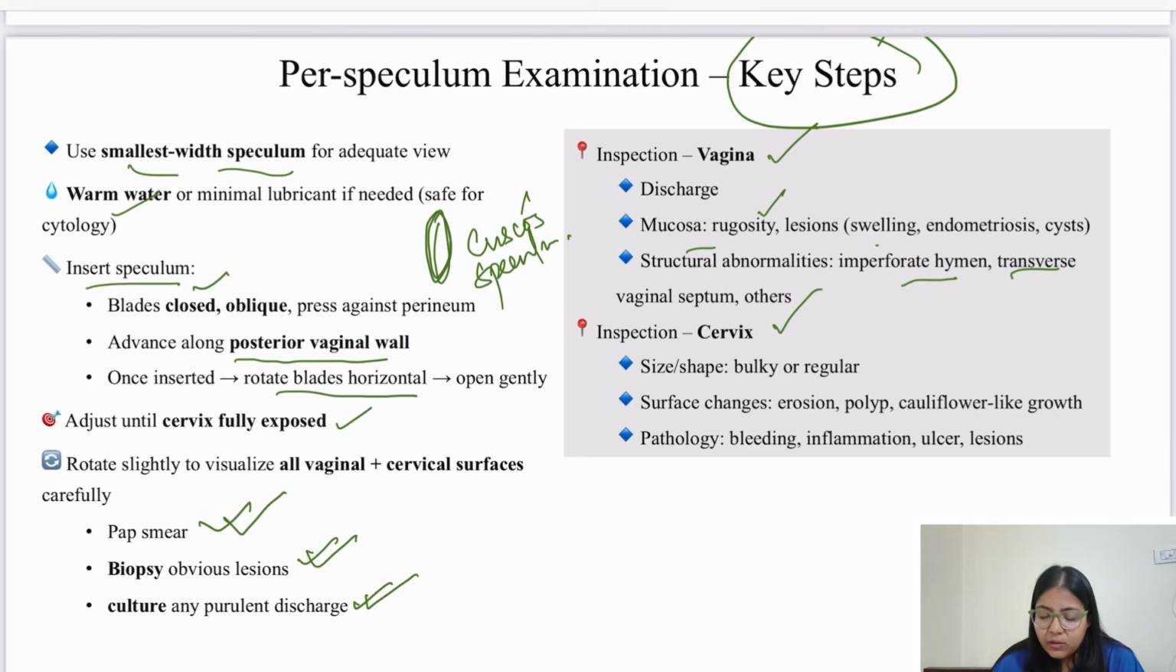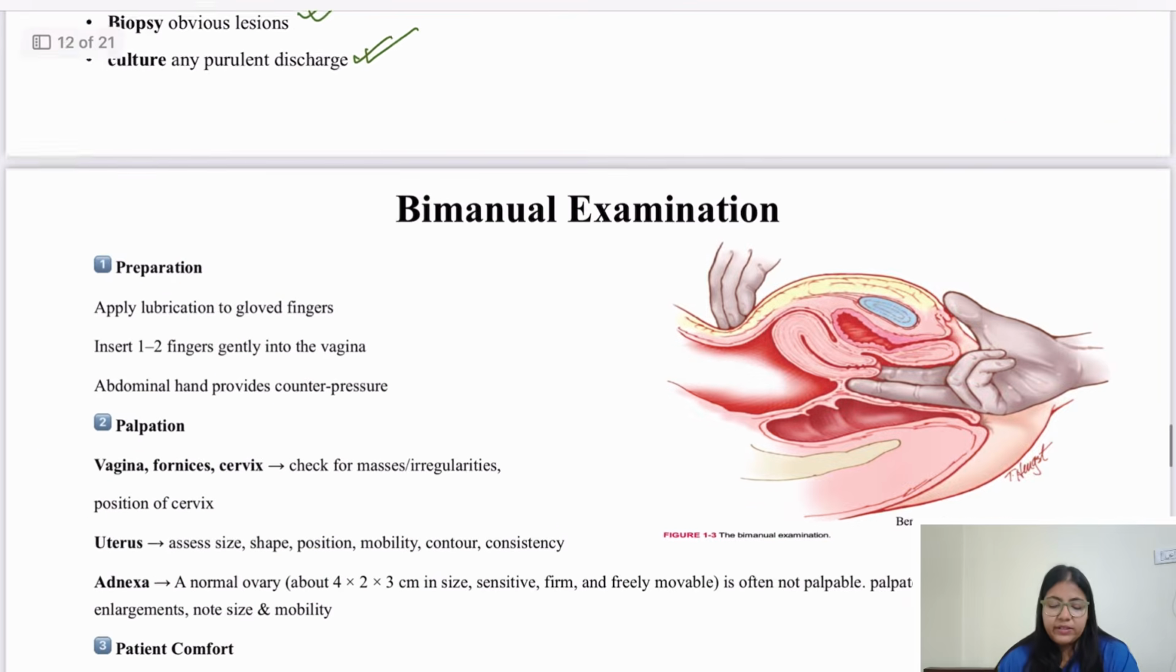Then in the cervix, you look for the size and the shape of the cervix. Normally the nulliparous cervix is small and the os is pinpoint, while in multiparous the cervix may be bulky and there is slit like os. So you look for the shape and size of the cervix, you look for the cervical surface, if there is any erosion, any erythema, polyp, any growth, and if there is any bleeding or not. Okay, so you do inspection of the vagina and the cervix.